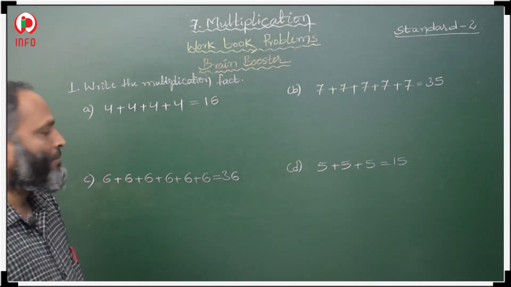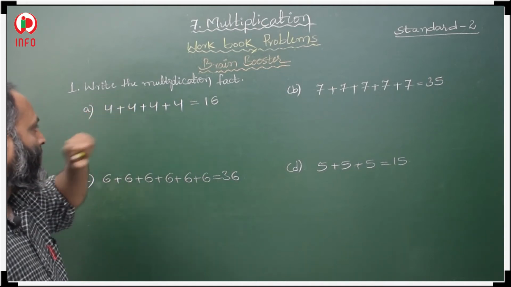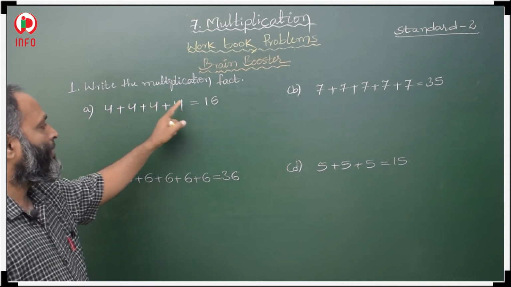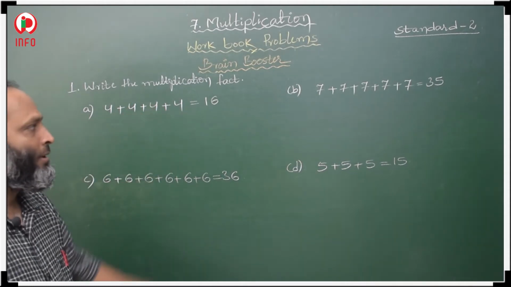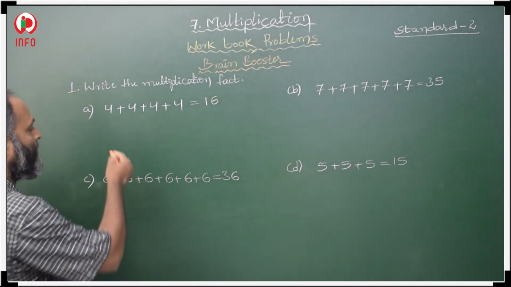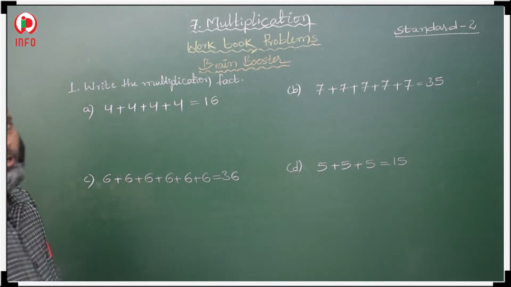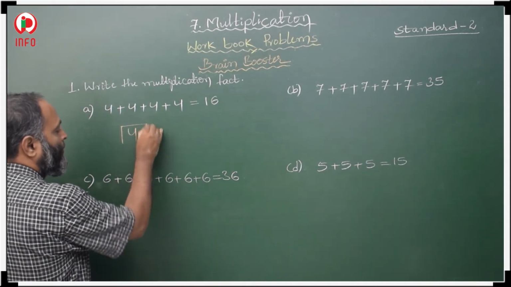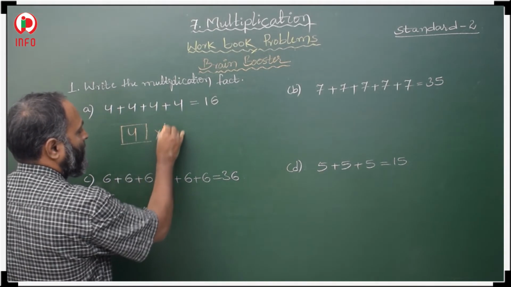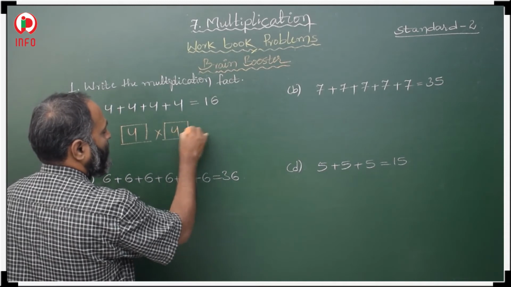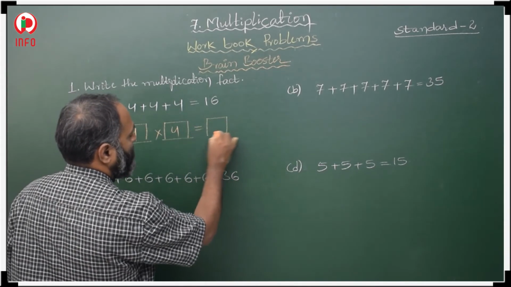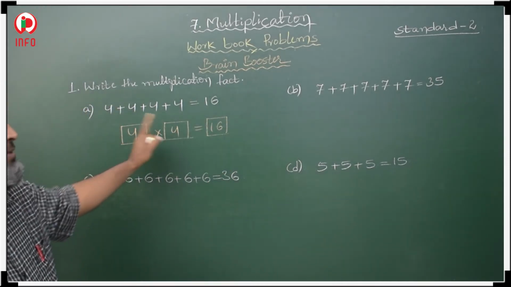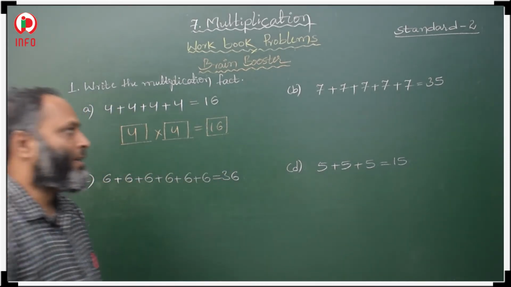Now brain booster sums. Here we have to write the multiplication fact. Here 4 plus 4 plus 4 plus 4. We are adding 4 four times. So how do we convert this repeated addition into a multiplication fact? We are adding 4 four times, means 4 into 4. So 4 fours are 16. 4 into 4 is equal to 16.